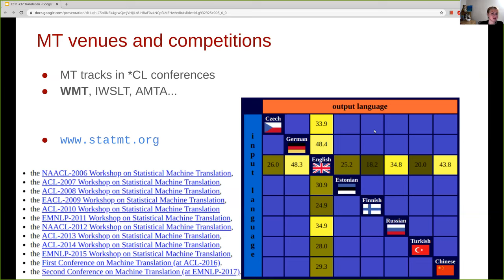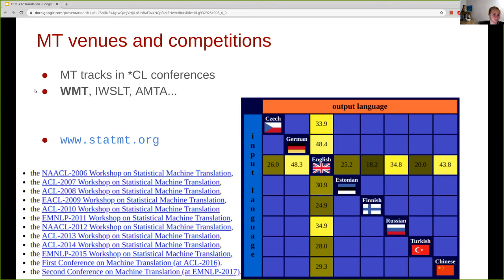Okay, so where can you read papers about machine translation? There are thousands of papers published in machine translation tracks in the main NLP conferences, ACL, NAACL, EMNLP, and others. And there are very large workshops that particularly focus on machine translation.